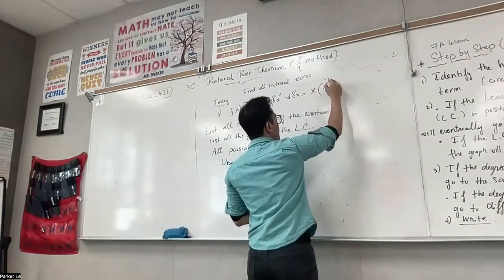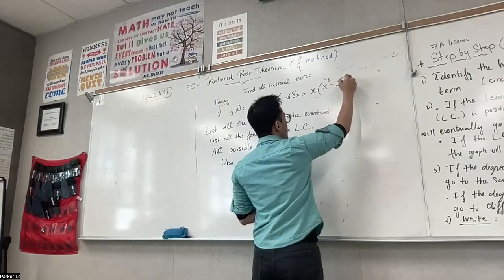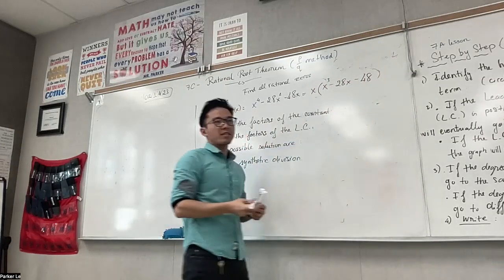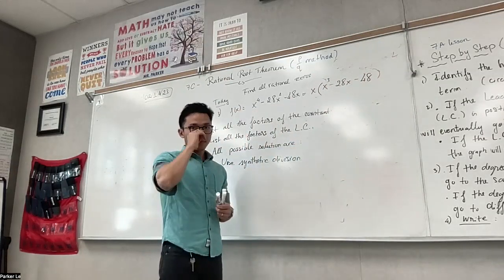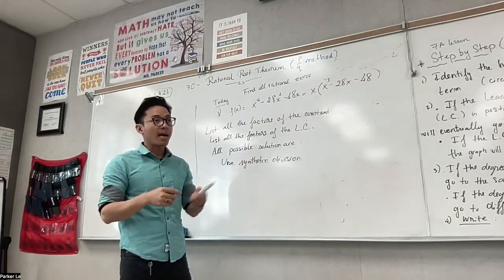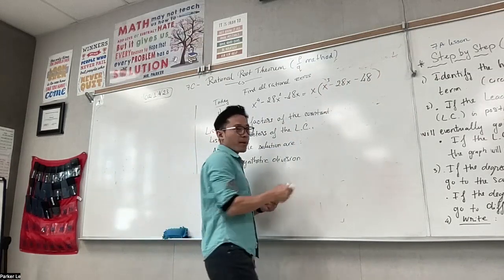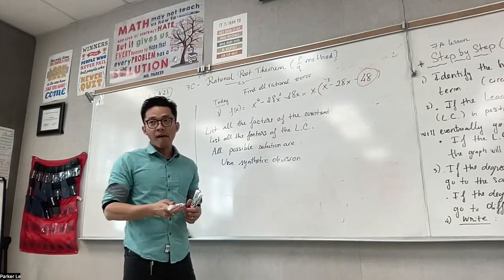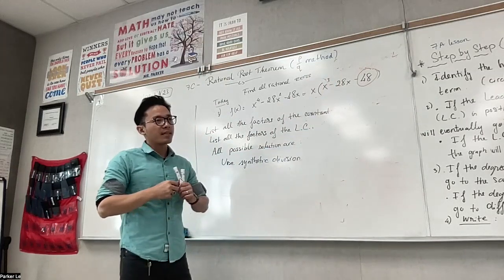x cubed minus 20x minus... Now you see, what is the constant? Oh, then you have, yeah, 48. Now the constant appears. 48. Good. Yeah, the negative too.